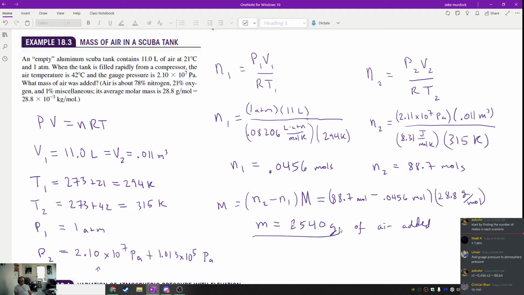I would guess that if you took these numbers, like 78% nitrogen, if you take 0.78 times the molar mass of nitrogen plus 0.21 times the molar mass of oxygen, you'll probably get something like this. Probably. I don't know. Okay, that's, again, just another exercise to get comfortable with using the ideal gas law. Did anyone have any questions?